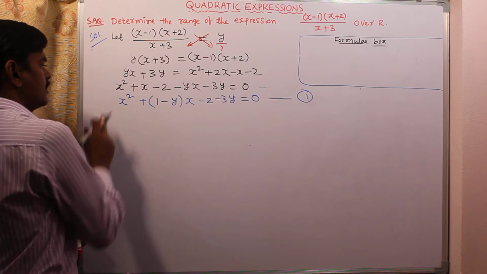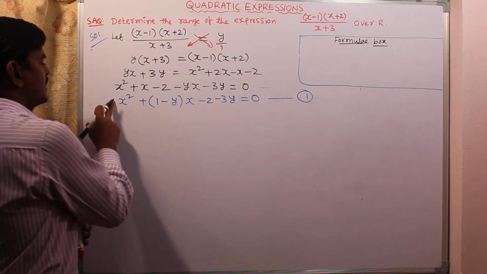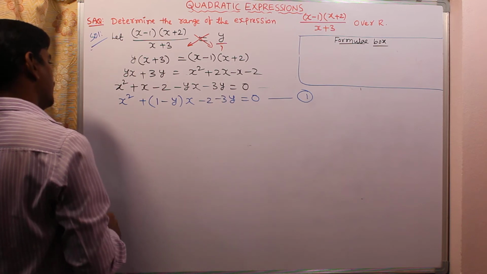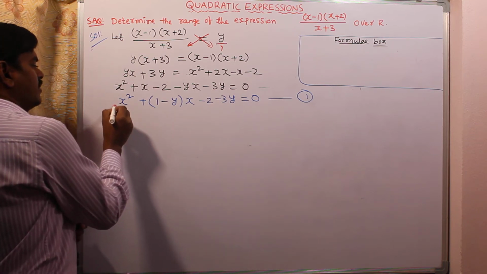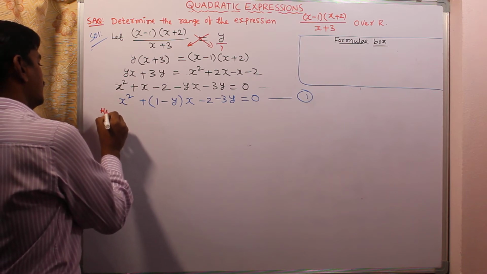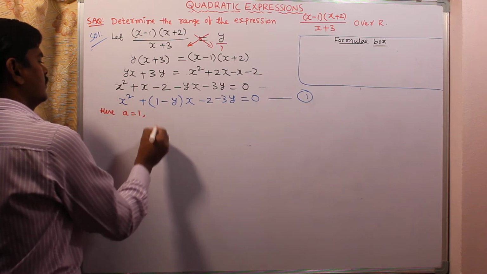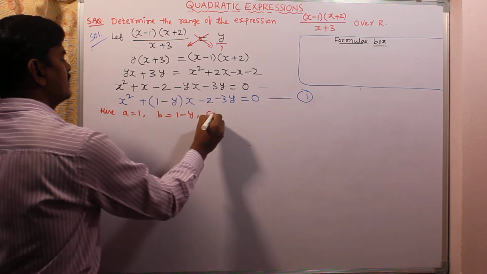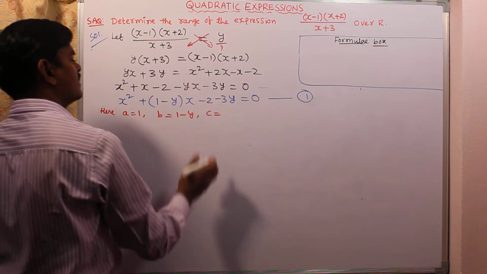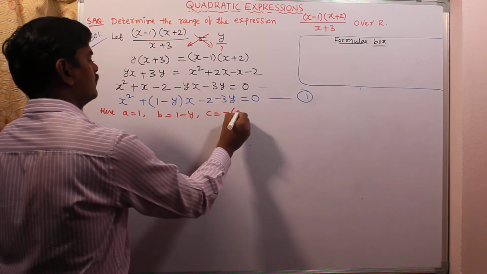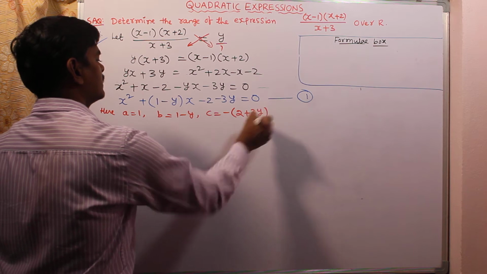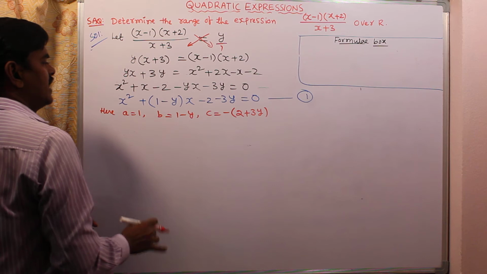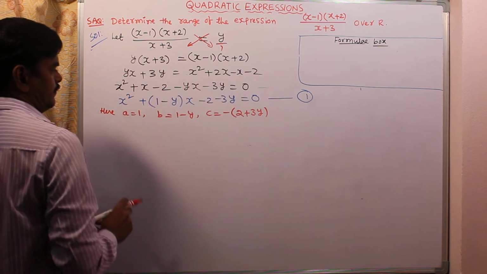So we got the standard form of a quadratic equation, ax squared plus bx plus c equals 0. Here a is 1, the coefficient of x squared. b is the coefficient of x, 1 minus y. c is the constant, minus 2 minus 3y. We can take minus common and write minus of (2 plus 3y). After having the a, b, c values, think about the nature of the roots of equation 1.